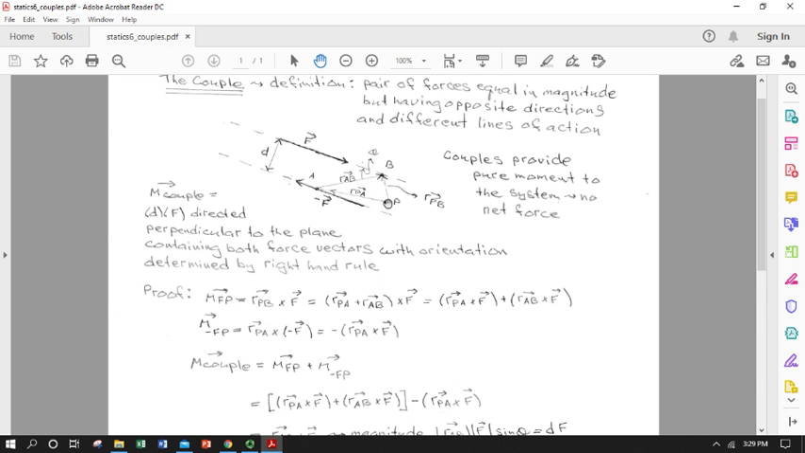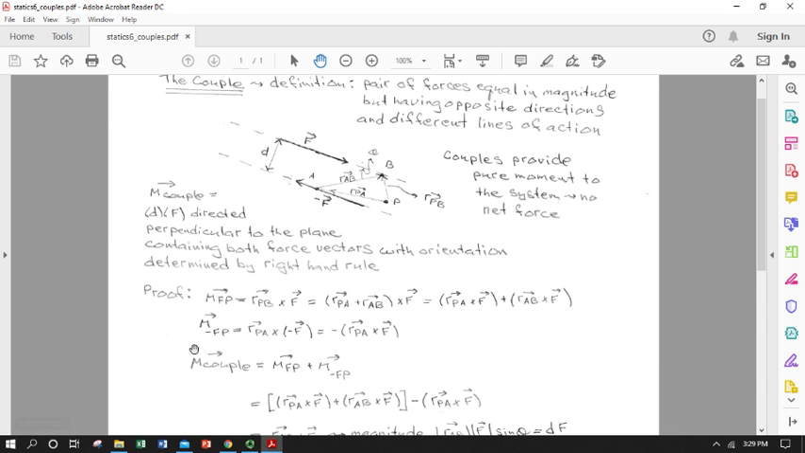We're going to do the vector sum R P to A plus R A to B. So here's our vector algebra again. We're just going to do a vector addition and substitute that. And then we're going to distribute our cross product. So we'll end up with R P to A cross F plus R A to B cross F. So this cross F plus that cross F. Okay.